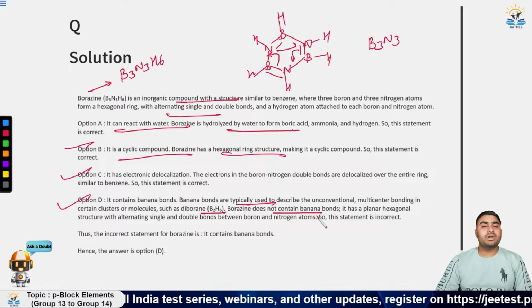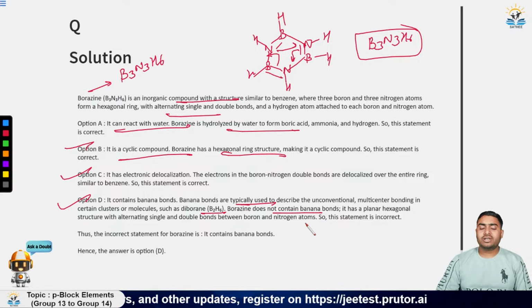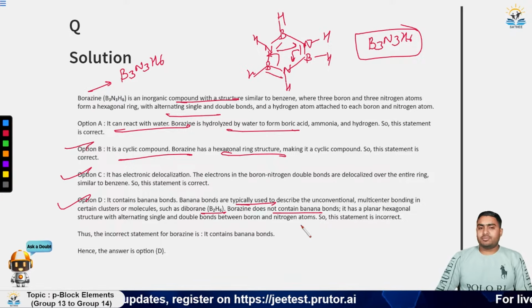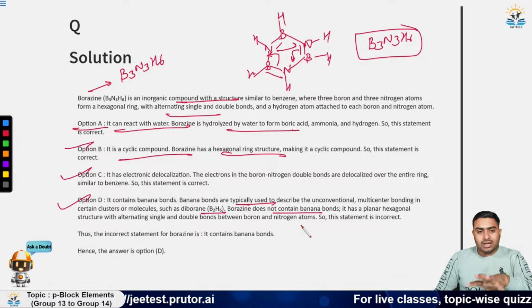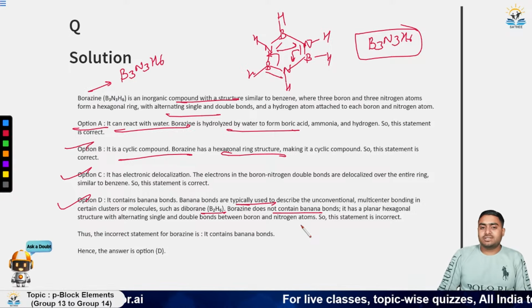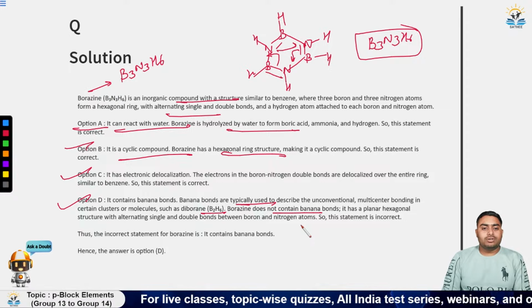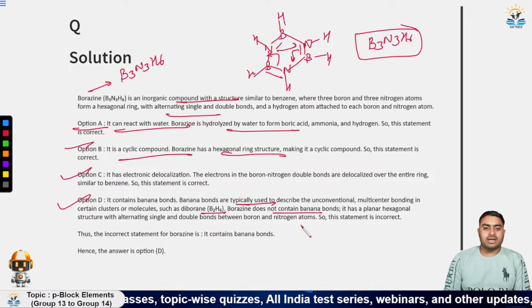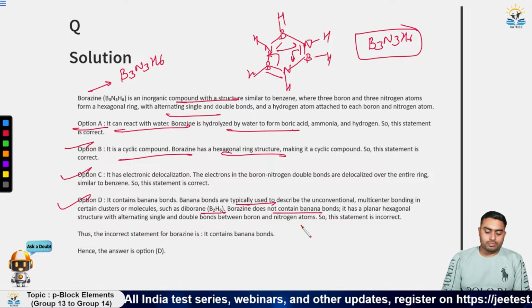Borazine does not contain banana bonds. It has a planar hexagonal structure with alternating single and double bonds. You can see alternating single and double bonds are there, and a simple hexagonal structure is this. Okay, this is not like banana bonds. So you can see this statement is incorrect. The incorrect statement is definitely that it contains banana bonds, option D.